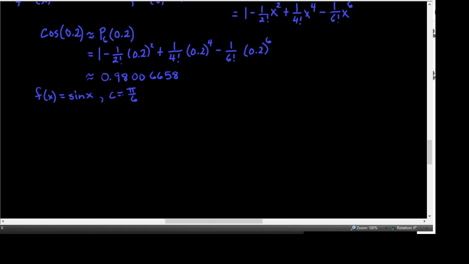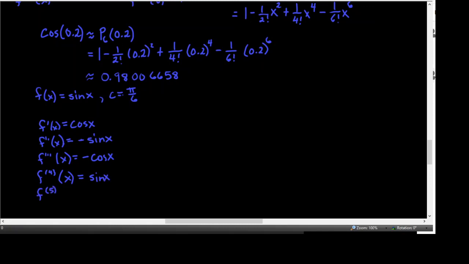Okay. So what we need to start with is finding derivatives of our function down through, since it said fifth Taylor polynomial, we need to find all the way through the fifth derivative. So the first derivative is cosine x. The second derivative is negative sine of x. The third derivative is negative cosine x. The fourth derivative is sine of x. And the fifth derivative is cosine of x.